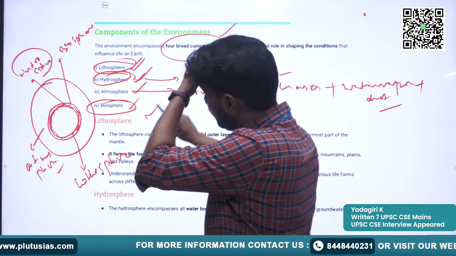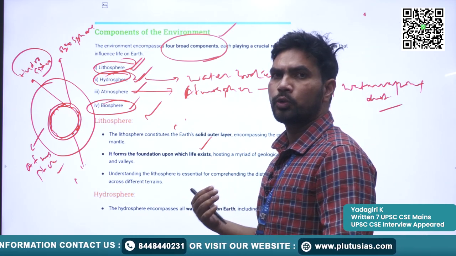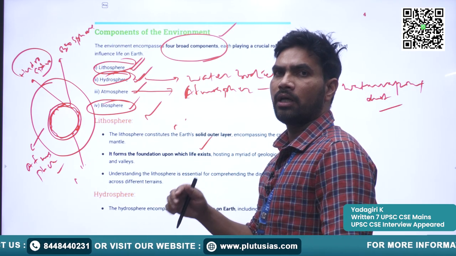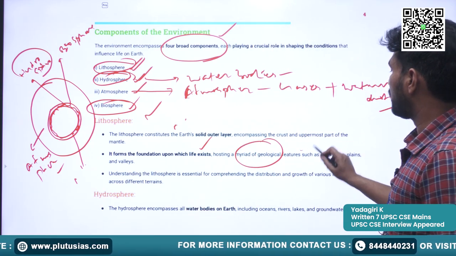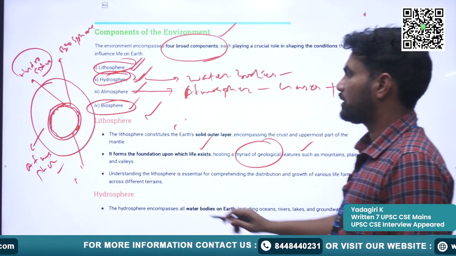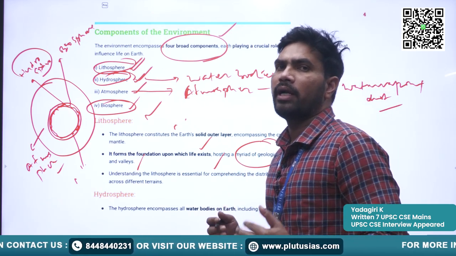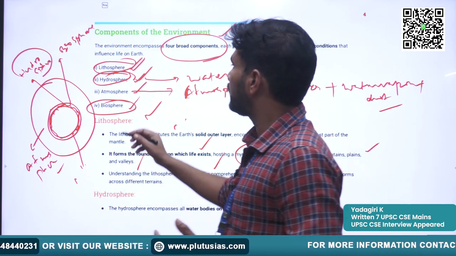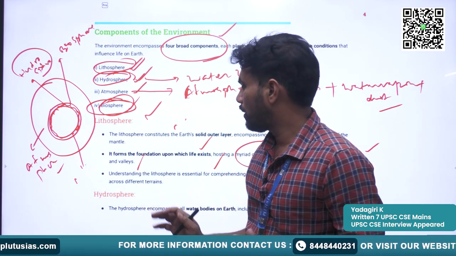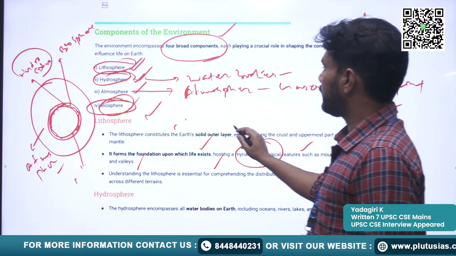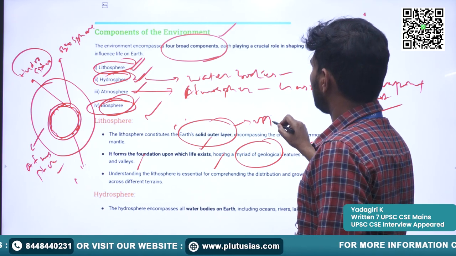Now we will briefly see what each component constitutes. First one is lithosphere. It forms the foundation upon which life exists. Basically, lithosphere is basic for the creation and existence of life. It hosts a myriad of geological features such as mountains, plains and valleys. Understanding the lithosphere is very important for understanding the human beings, or we can say the biosphere. It is basically the Earth's solid outer layer, the upper part of the crust.